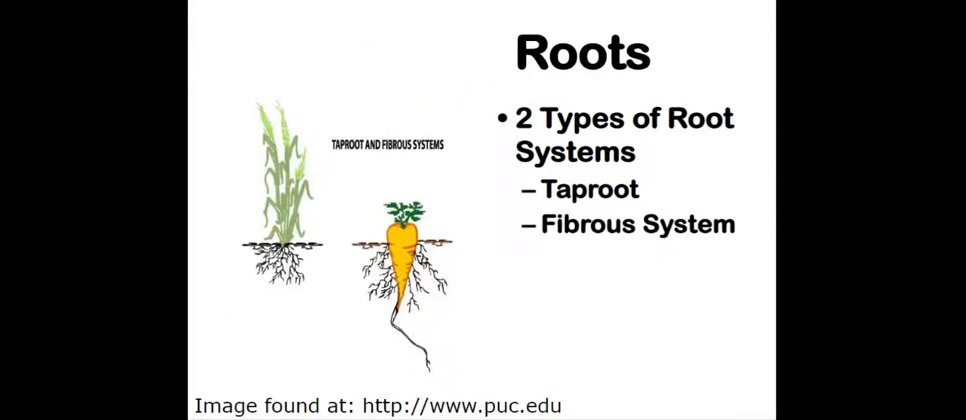Now, there are 2 types of root systems out there. And as you look through your garden or you look through your yard, you will easily find these 2 different types of root systems. And the 2 are known as either a taproot or a fibrous root system.